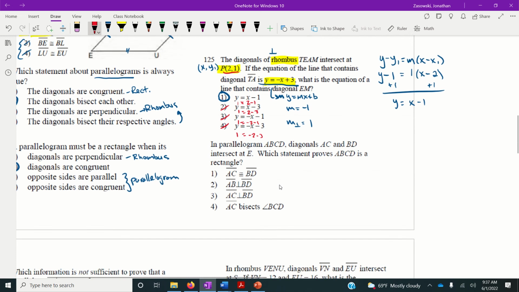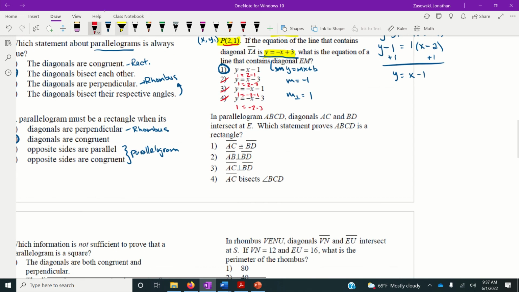All right. The last one on this page, remember we have a parallelogram. We have the diagonals being drawn. So there isn't a picture here, so draw one. If we have a parallelogram, we're going to make it look like a rhombus or a rectangle because it says we need to show that it's a rectangle. Which statement proves it's a rectangle? So let's just start out with something that sort of looks like a rectangle.